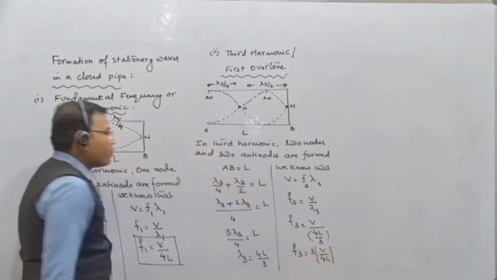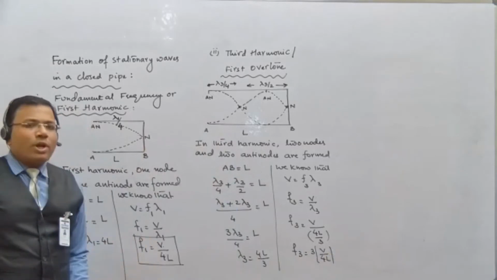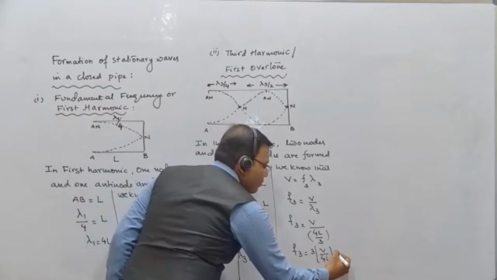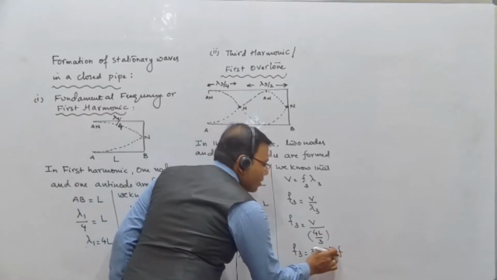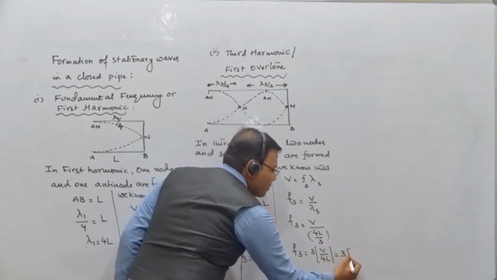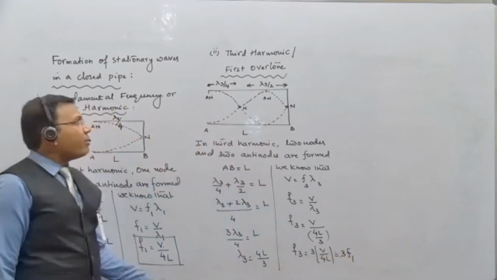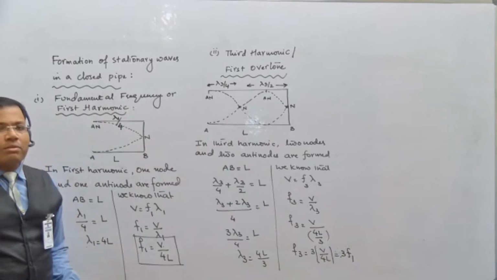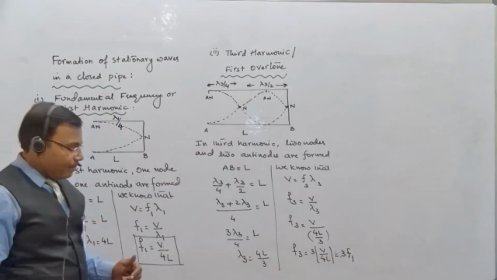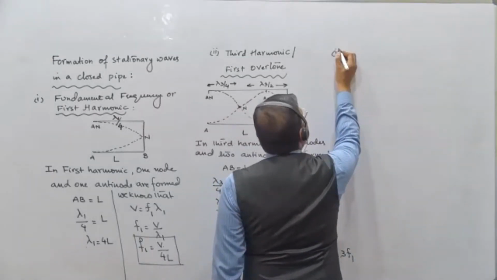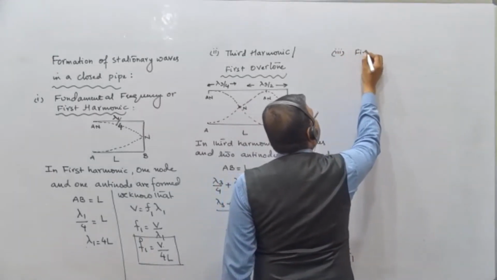Now you can see, students, clearly, what is V by 4L? V by 4L is F1. So I am expressing this F3 as 3 times F1. That means the third harmonic is thrice the fundamental frequency. Now let us go for the final derivation part, that is the third one, the fifth harmonic.